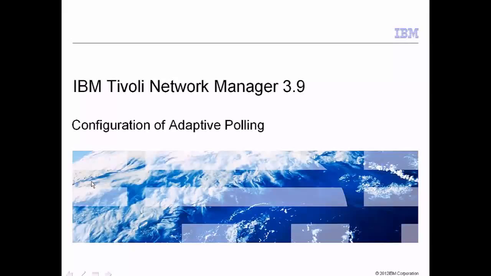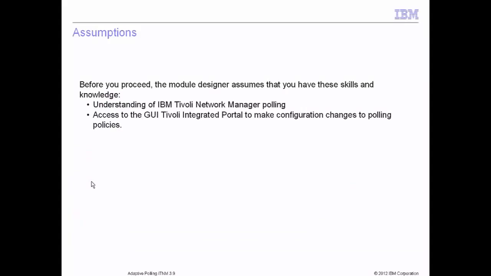IBM Tivoli Network Manager version 3.9 and the use of the GUI to configure adaptive polling. The module developer assumes that you have an understanding of the IBM Tivoli Network Manager polling and the properties that are associated with it. It's also necessary to have access to the GUI to create and change the configuration for polling policies.